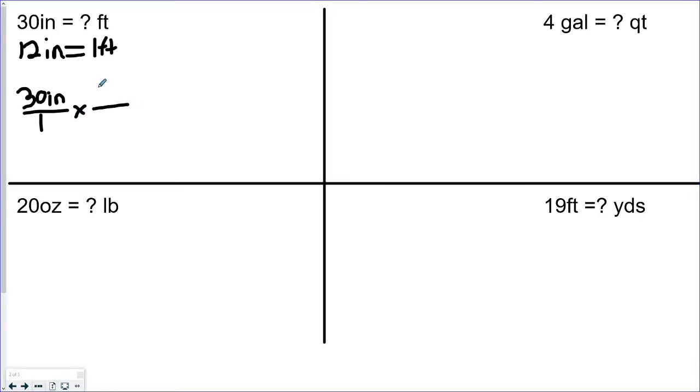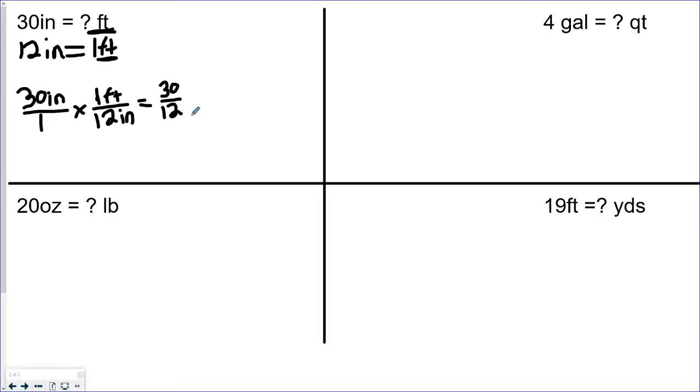Now I have two ways of setting this up. I can put 1 foot over 12, or I can put 12 over 1. How do I know which is correct? Well, again, I look at my target. My target is to go to feet. So I want the feet number to be on top. So I'll put 1 foot on top, and the rest of my conversion factor goes on bottom. And then you just multiply across. 30 times 1 is 30, and 12 times 1 is 12.